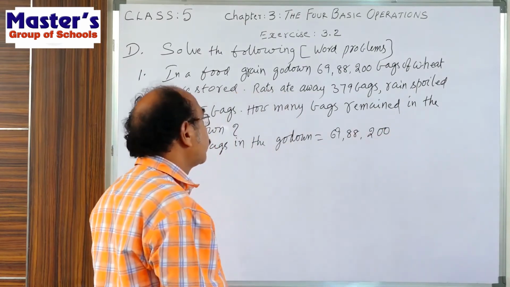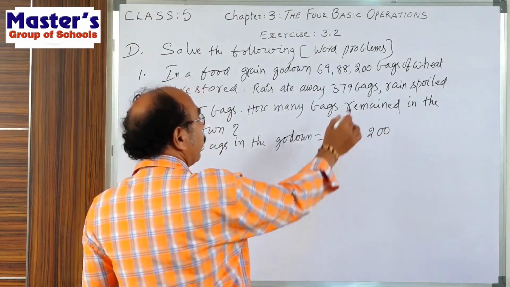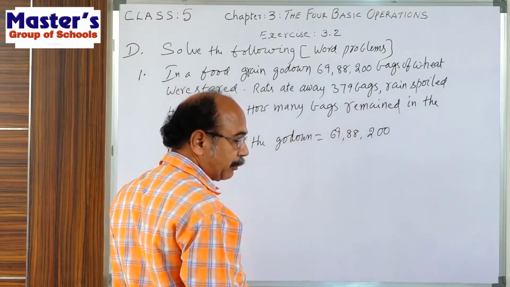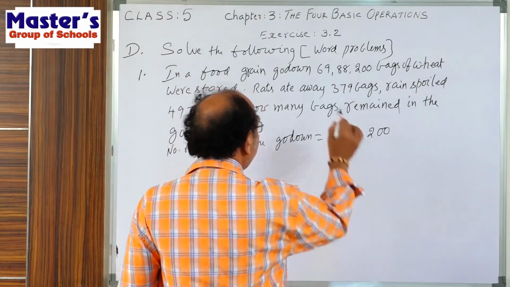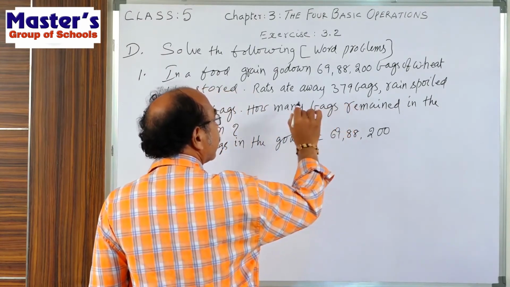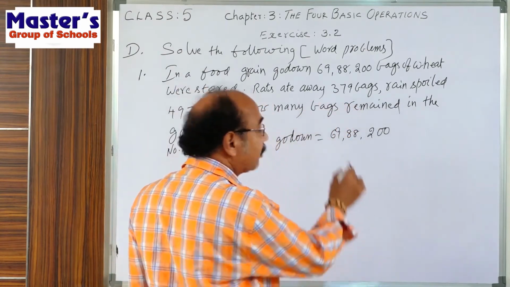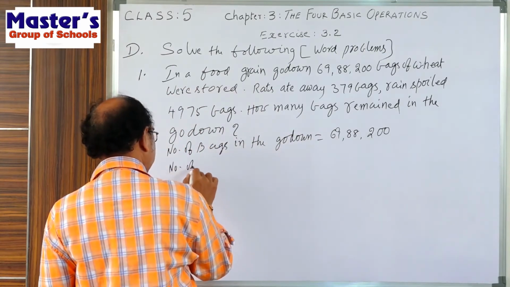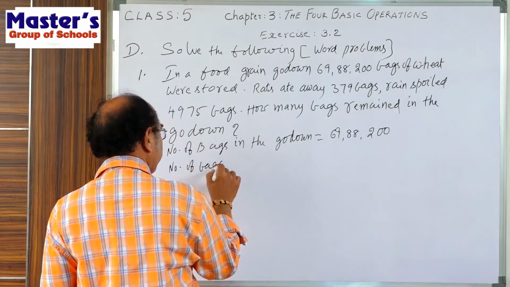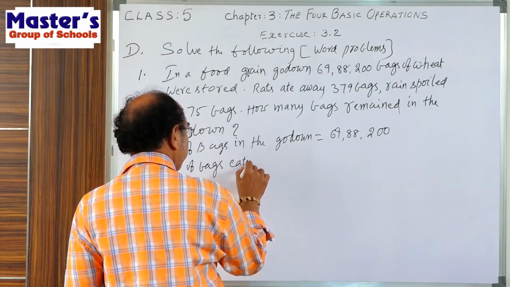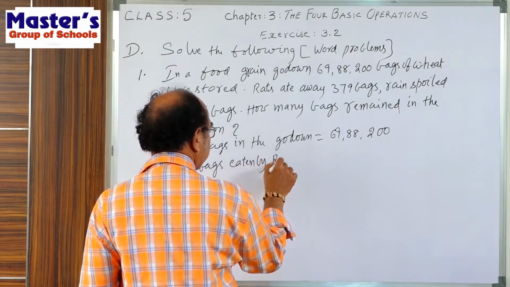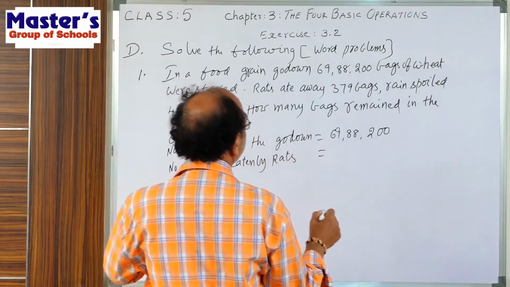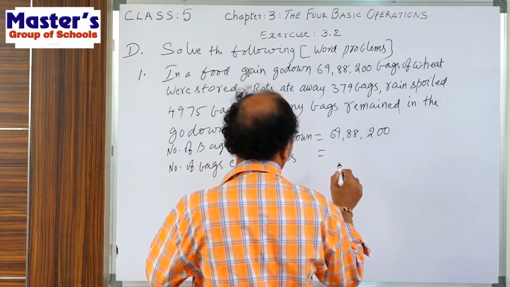Next. Number of bags eaten by rats. How many bags were eaten by rats? 379. That we write as the second step. Number of bags eaten by rats. How many? 379.